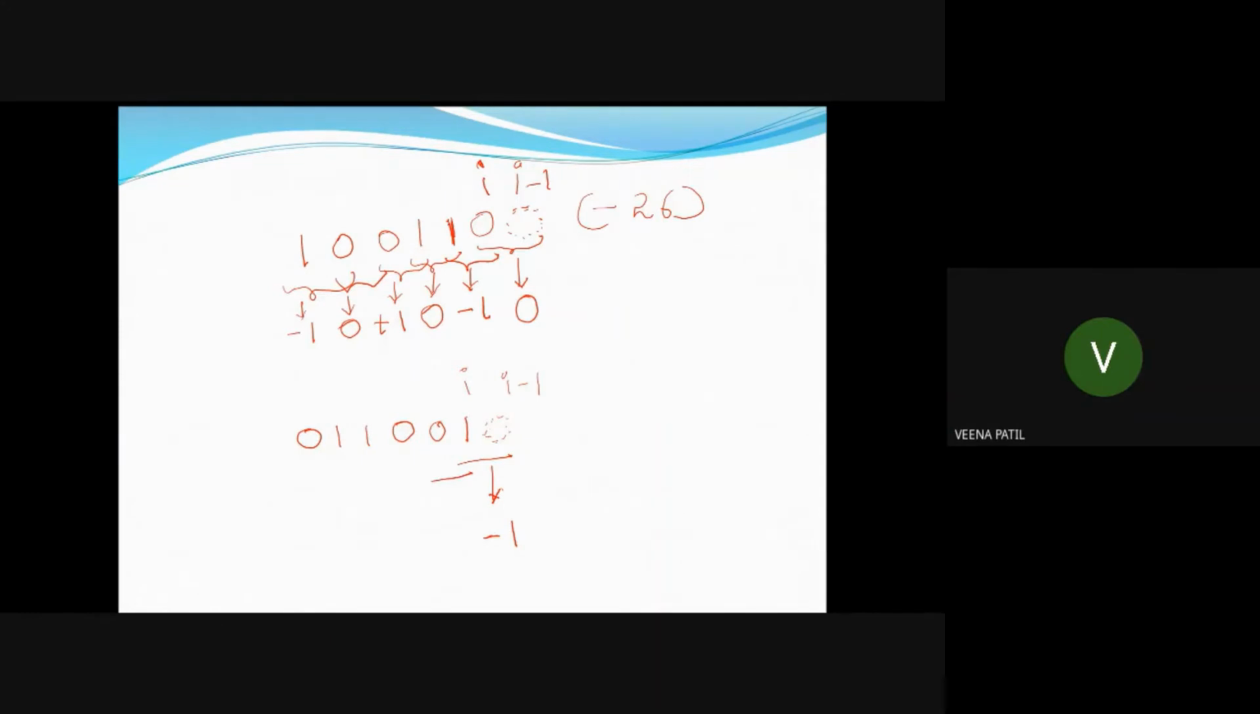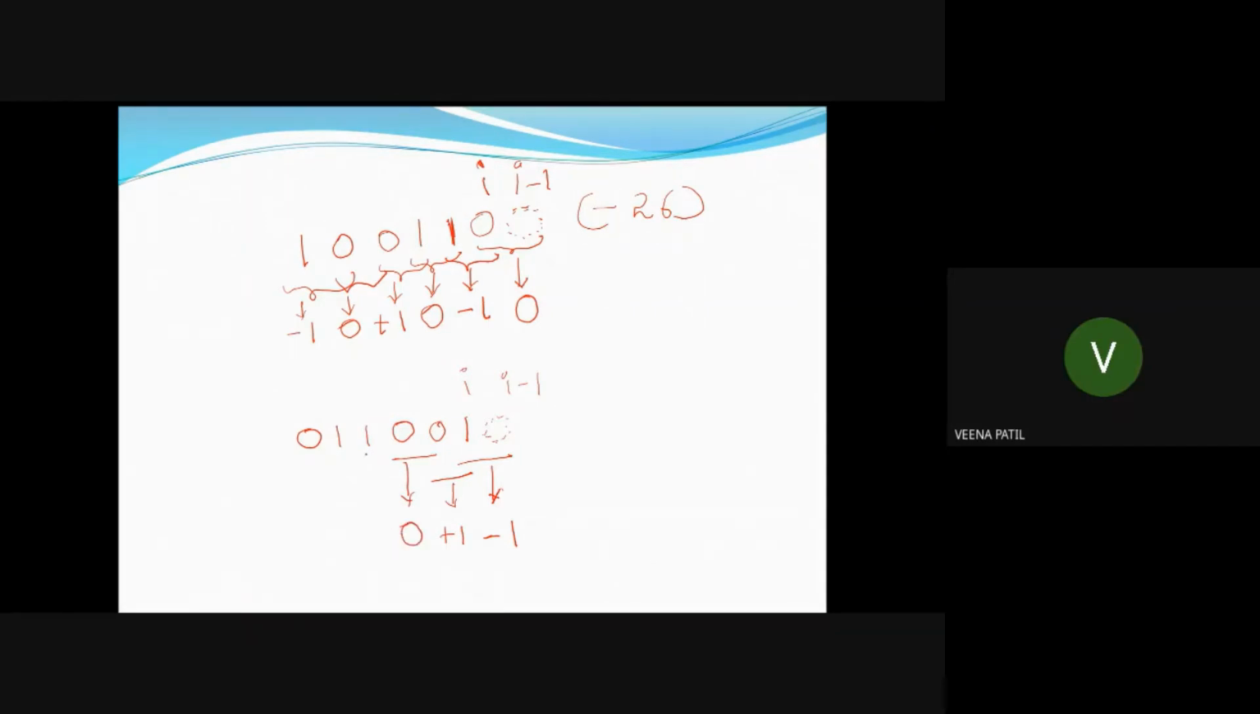Now the next two bits, 0, 1, +1. Good. The new recorded value is +1. So the next sequence is 0, 0, 0.